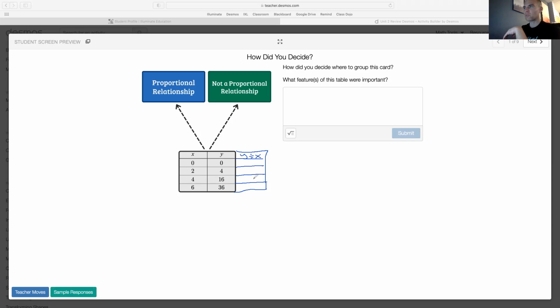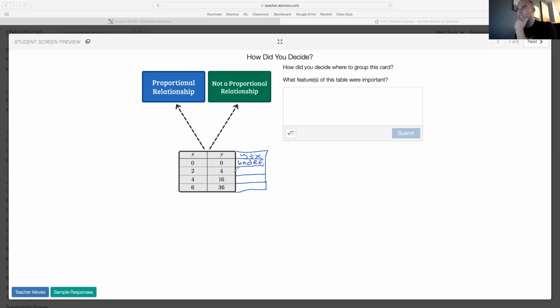I'm going to skip this first row though, because you can't really do 0 divided by 0. If you try to divide by 0, that's what mathematicians call undefined. Undefined just means it doesn't really have an answer. So don't worry about the 0 and 0. We know 0 and 0 are good. We're supposed to have them if it's a proportional relationship.